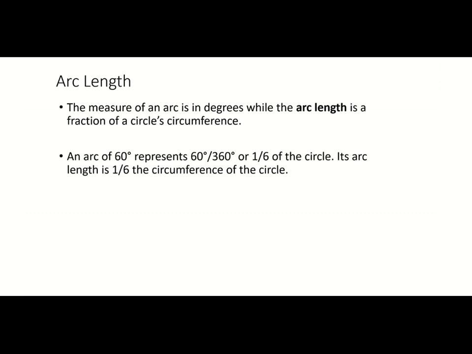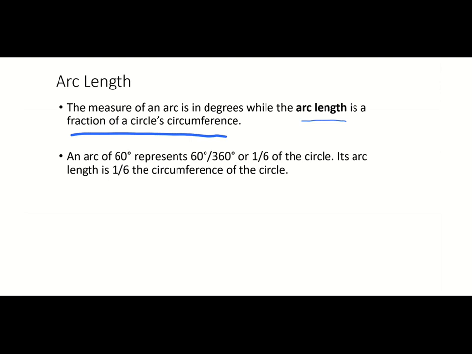Now, what we found before, we found the measure or the number of degrees that the arc took up on a circle, and all circles are 360 degrees. But the circumference, the distance around a circle, is not always the same. So when we're finding arc length, what we're finding is how long the arc is, not how many degrees, but how long it is. And arc length is always going to be a fraction of the circle's circumference.